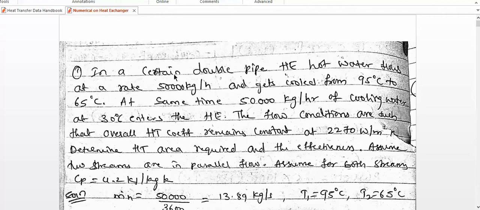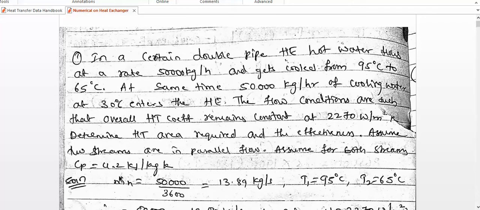For the hot fluid, as you can see in the beginning of the problem statement, in a certain double pipe heat exchanger, hot water, this hot water is nothing but the hot fluid. Hot water flows at a rate of 50,000 kg per hour, so m dot h is given. This is the mass flow rate of the hot fluid, 50,000 divided by 3,600. Always remember the mass flow rate in a heat exchanger should be in kg per second. It is given in kg per hour, so dividing by 3,600, you will get 13.89 kg per second.